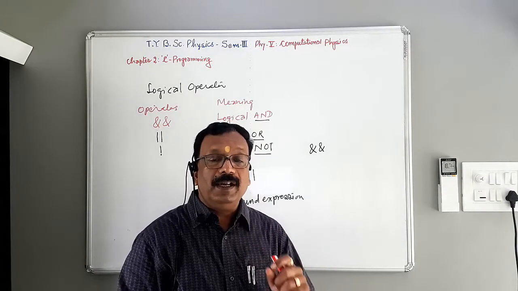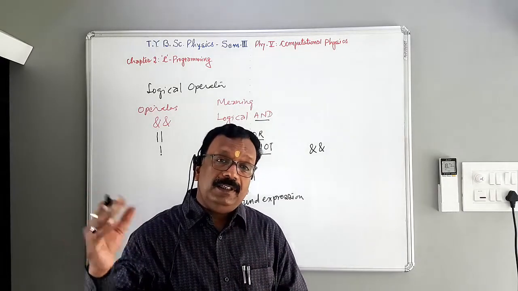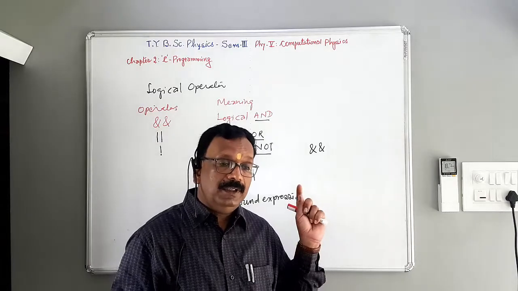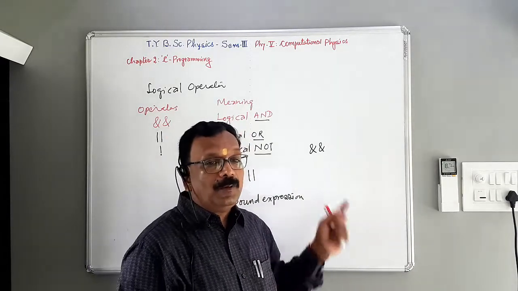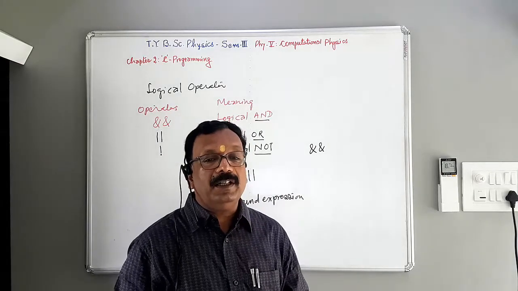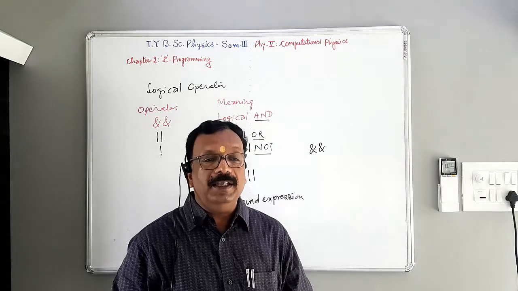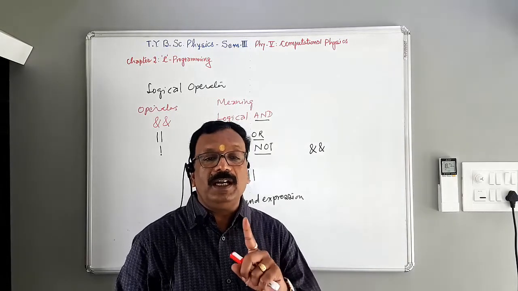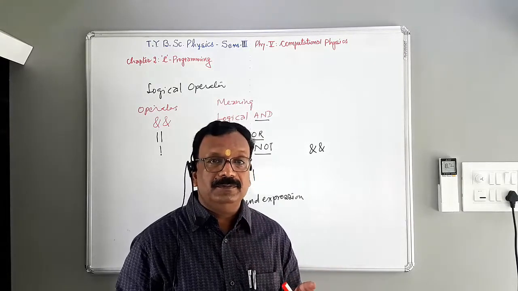executed. What is the loop control statement? This will be studied in next lecture, but here remember that in case of logical AND operator, when both conditions are true, then only corresponding loop will be executed. Otherwise, if one condition is false, the loop will not be executed.